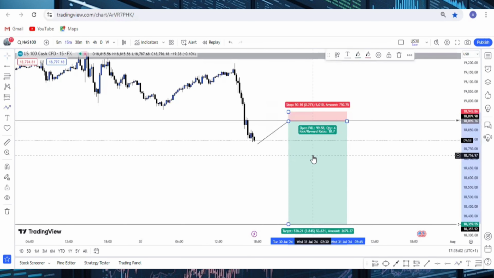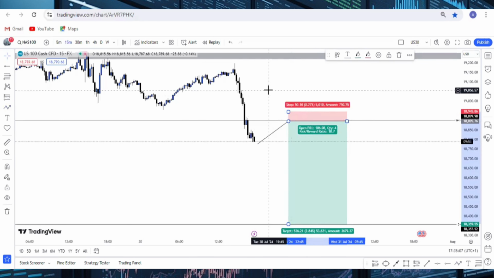So guys, this was the 3-step price action strategy that made me a profitable trader. This was the concept I was using to become a profitable trader.